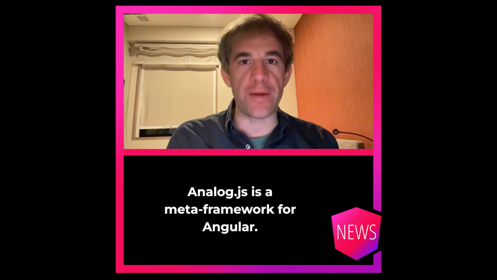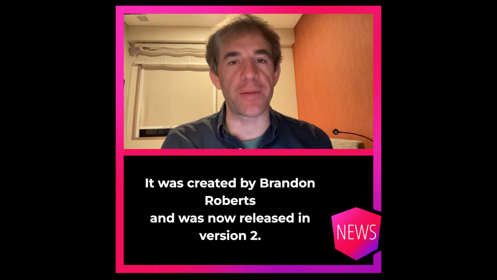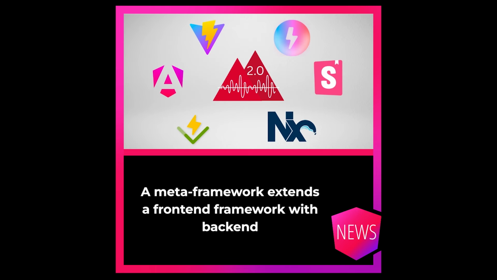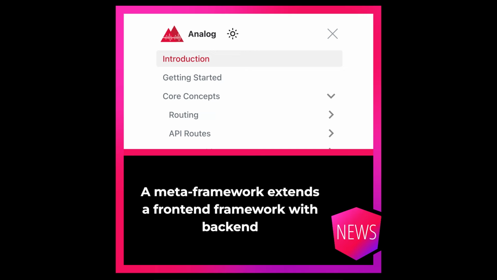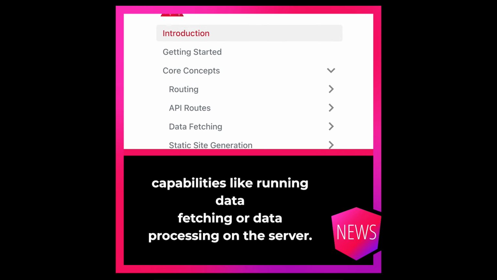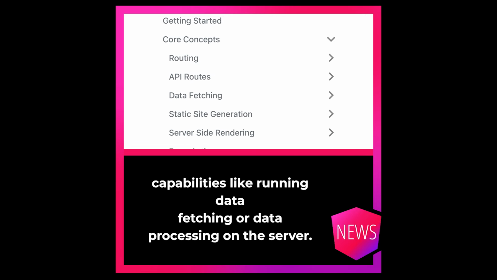Analog.js is a meta framework for Angular. It was created by Brendan Roberts and was now released in version 2. A meta framework extends a front-end framework with backend capabilities, like running data fetching or data processing on the server.